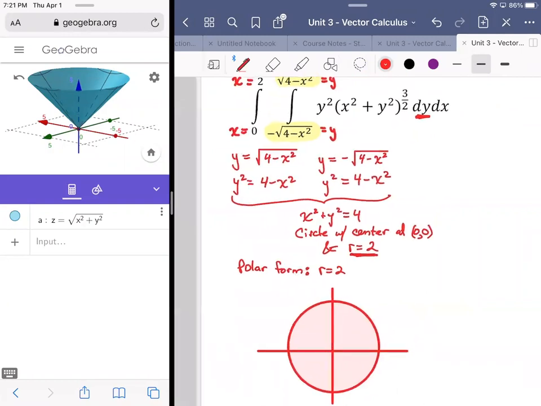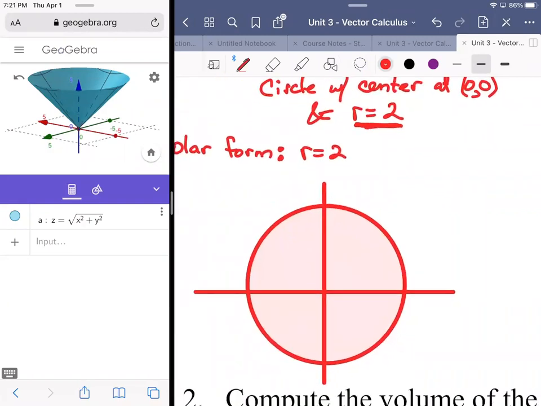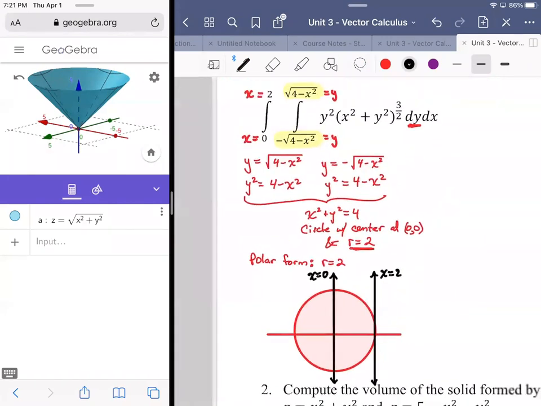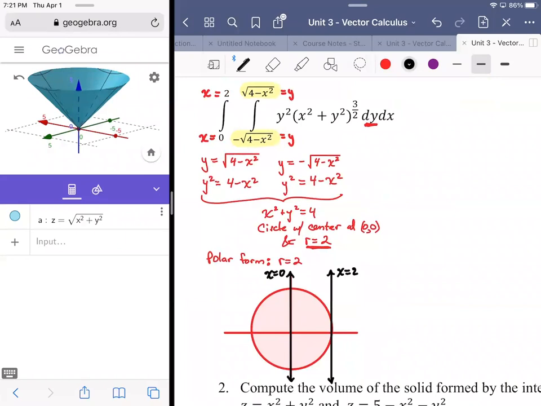Now it's saying that my x values are going from 0 to 2. All right, so let me just identify x equals 0, and x equals 2. Well, it's a circle of radius 2, so that means that it's right at the circumference. And that negative radical is really important because that's the bottom half of the circle. So this guy right here is referring to this part of the circle.